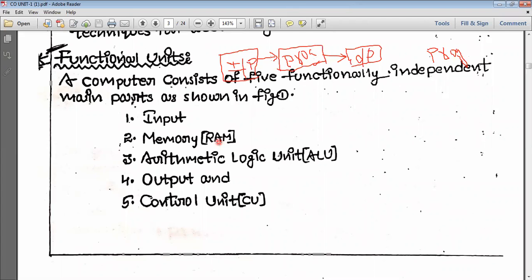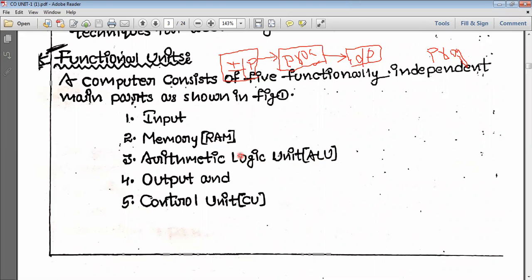All the data required to execute that instruction is also stored in memory. That is RAM here. Arithmetic logic unit, what is the meaning? ALU, very important in the processor. So what is the purpose of ALU?